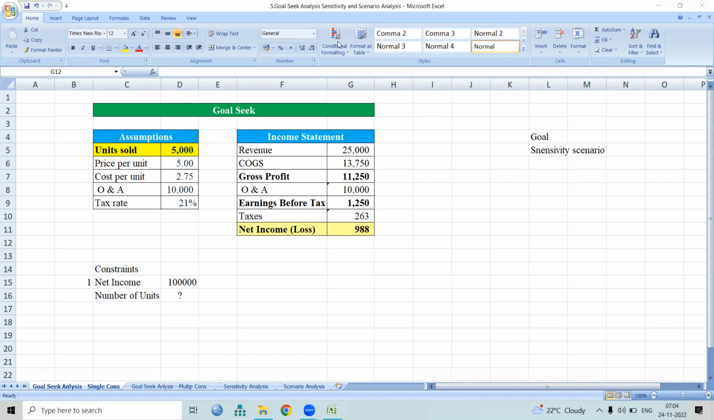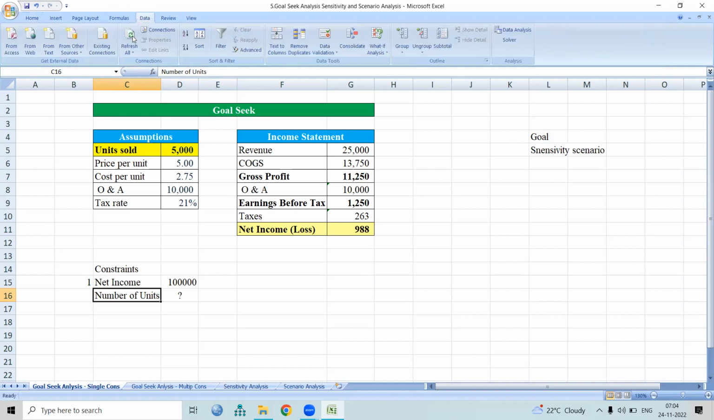Right. Now, we'll find out the value of number of units sold to estimate a net income of rupees 1 lakh. So how do we go about it? We'll apply the goal seek analysis to estimate the required parameter. Let's go to the data menu. Go to the what if analysis.